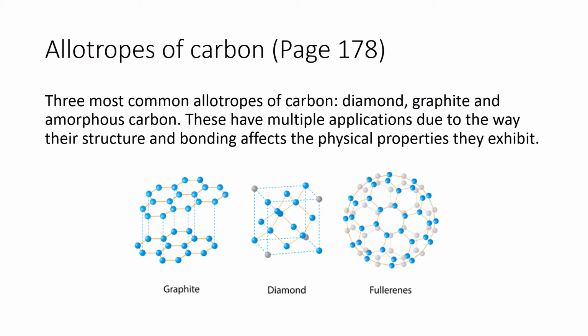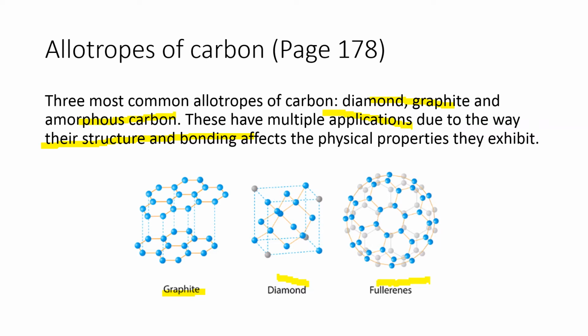Alright, allotropes of carbon. The 3 most common allotropes of carbon are diamond, graphite, and amorphous carbon. There are two other main forms of carbon allotropes that we're going to discuss in the next few lessons, but now we are focusing on diamond, graphite, and amorphous carbon. It says these have multiple applications. The structure and bonding affect the physical properties and attributes. So we have graphite, we have diamond, we have fullerene.